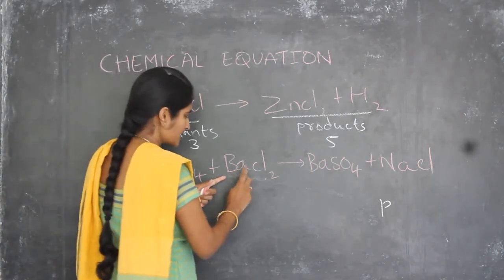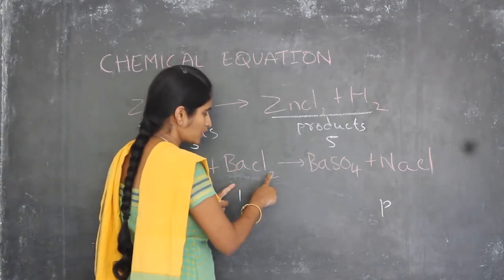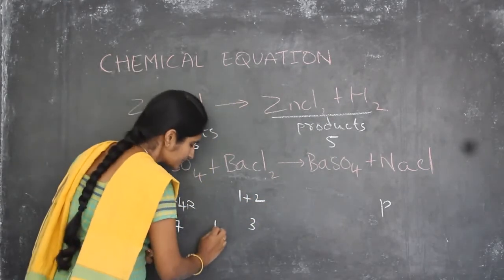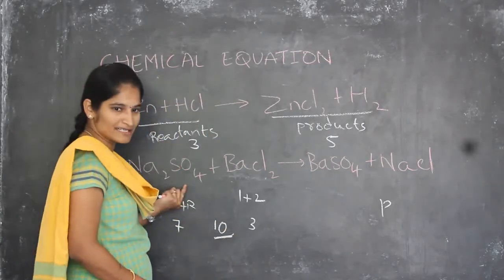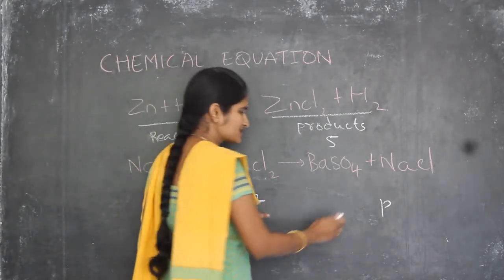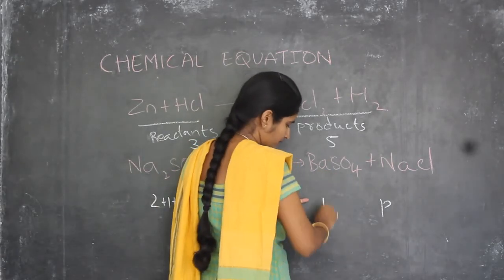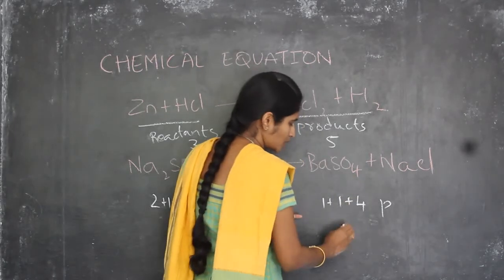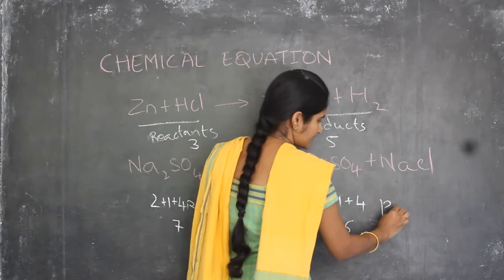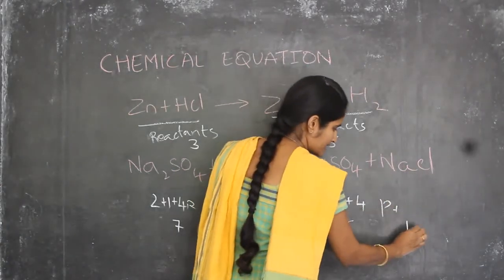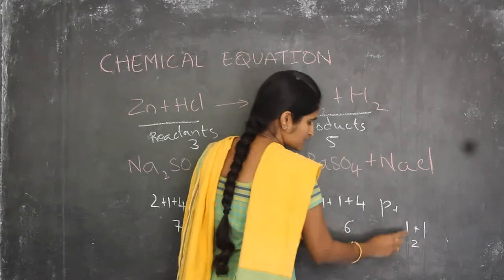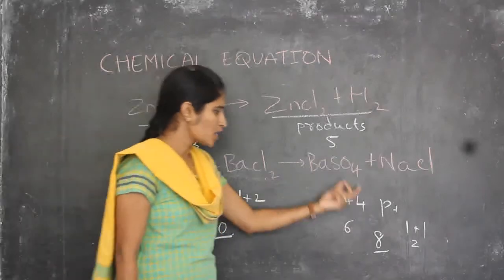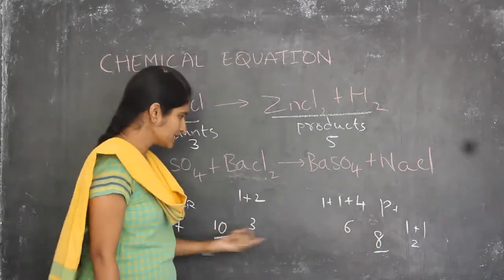Okay. And here, Ba, that is barium, 1 atom, and chlorine, how many atoms? 2. So total 3. So 7 plus 3, that means 10. Total 10 atoms on the reactant side. Now you will see. So Ba, that is barium 1, plus sulfur 1, plus oxygen 4. So total 6 atoms in this, and in NaCl, sodium is 1 and chlorine is 1. So 1 plus 1 is 2. So 6 plus 2 is 8. Is it clear? So on the reactant side we have 10 and on the product side we have 8. So are they equal? No.